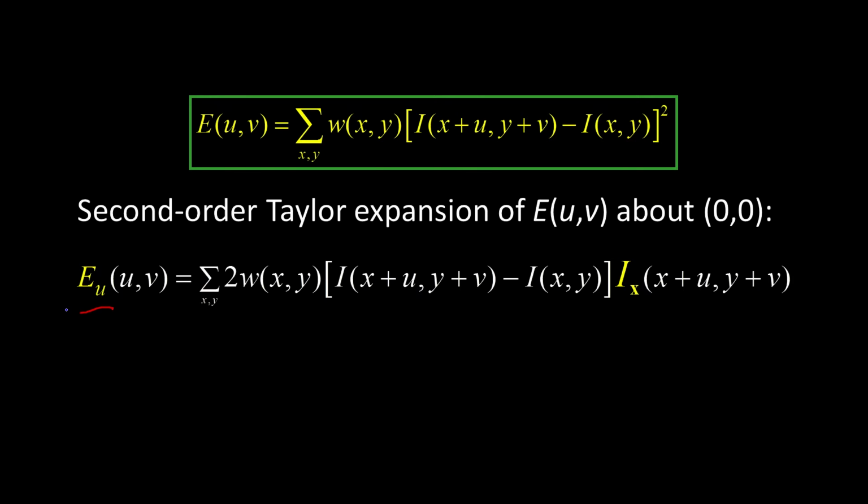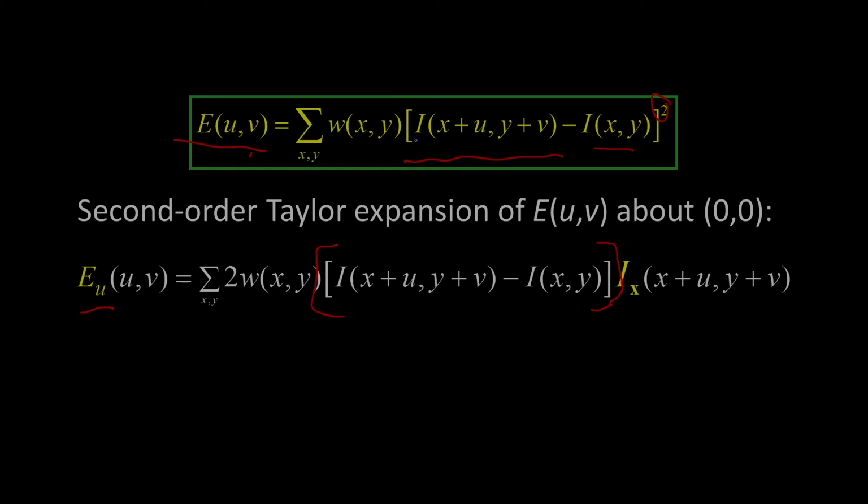We're going to take the derivative of this function, E(u,v), with respect to u. Well, we've got the square term here, so we raise it to a single power instead, and then we have to take the derivative of the inside term with respect to u. There's no u in one part, so that goes away. There's a u in here, so I have to take the derivative of I(x+u, y+v) with respect to u.